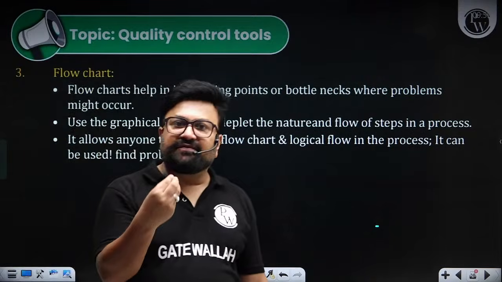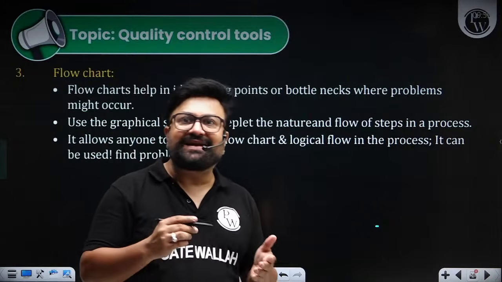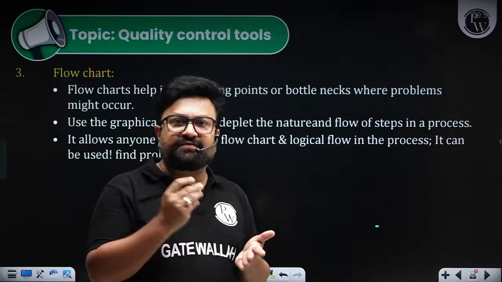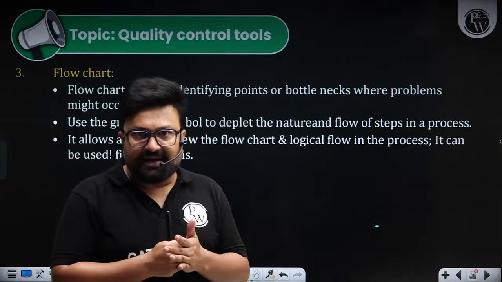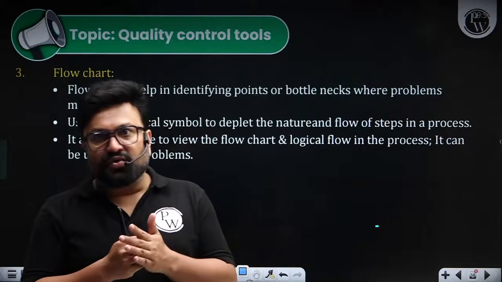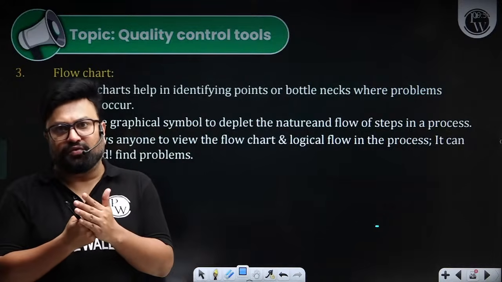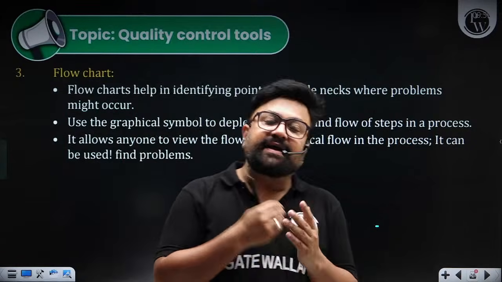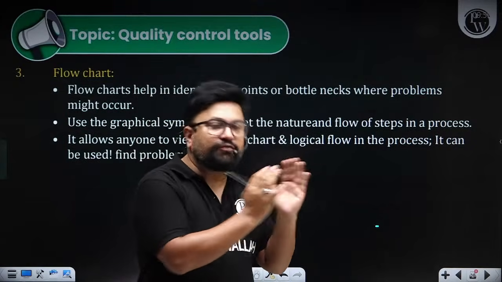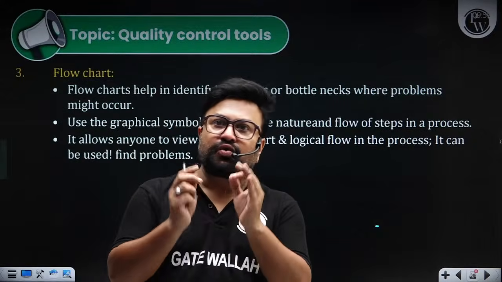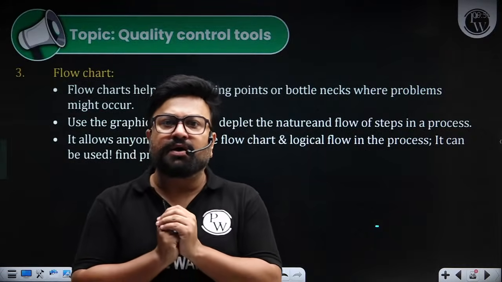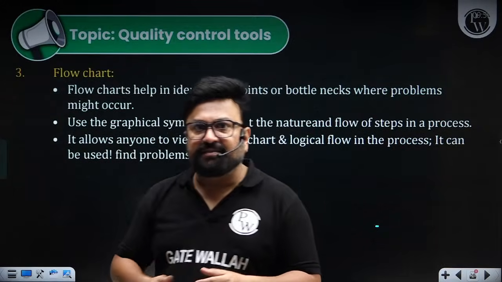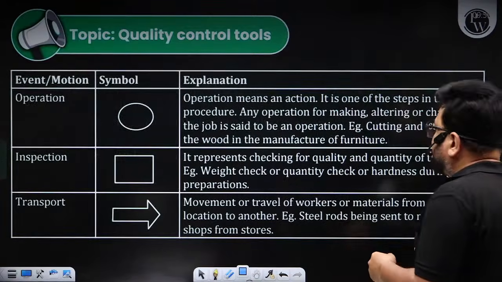We use graphical symbols in a flow chart. We are not going to write every time in the flow chart. Instead of that, we use some graphical symbols to depict the nature of flow of the process, right? It allows anyone to view the flow chart and the logic flow in the process. It can be used to find a problem, any unusual thing.